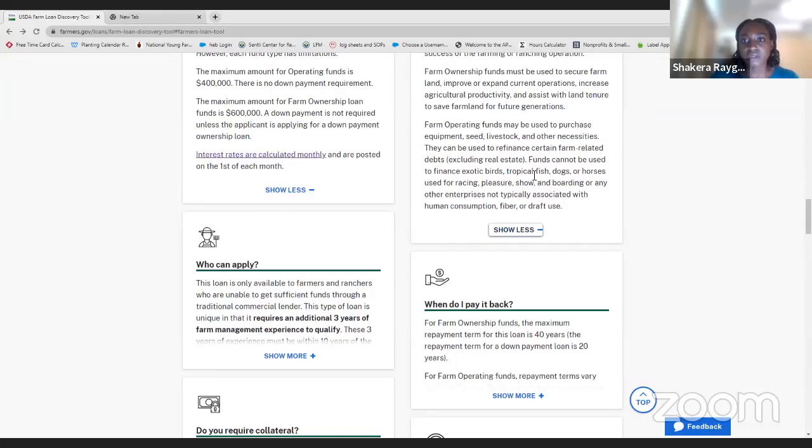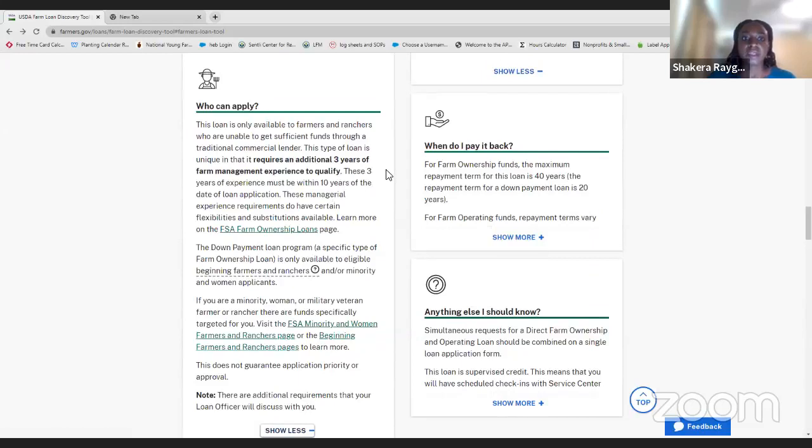So it tells us what things do qualify and what doesn't. So you cannot use the funds for birds, tropical fish, dogs, horses for racing or pleasure, for show and boarding, or any enterprise that is not typically associated with human consumption, fiber, or draft use. So that means that if you're going to be having agritourism, you can get a loan specifically for that. But if you have a production side of your agritourism, you can get funds for that portion. And we can help you if you have more questions about that.